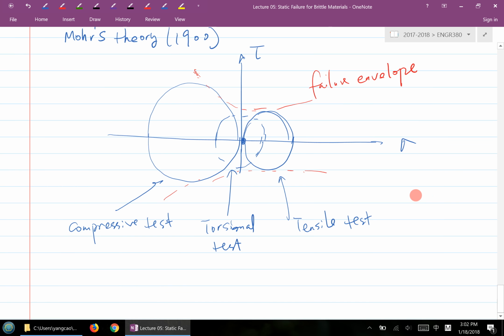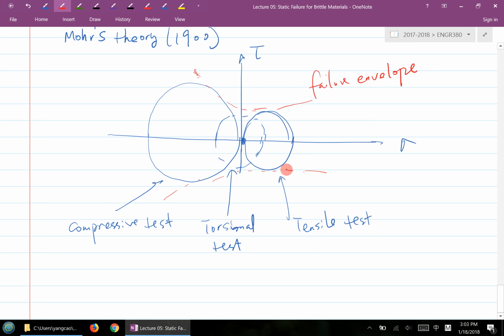And then of course the challenge here is, what would this failure envelope look like? You could do curve fitting and come up with maybe a quadratic or cubic. Any kind of curve could be used to fit this envelope. So that's a challenge: how do we determine this envelope here?